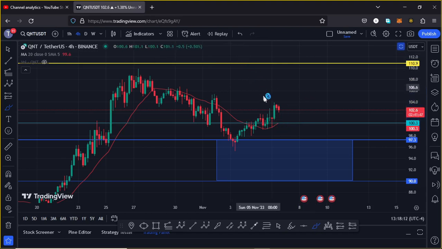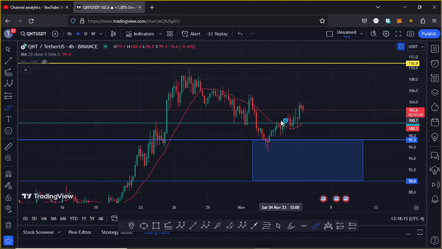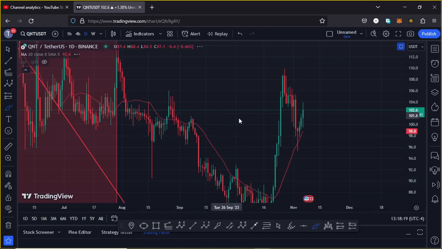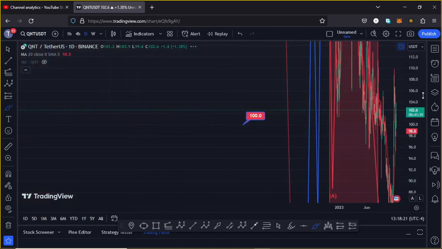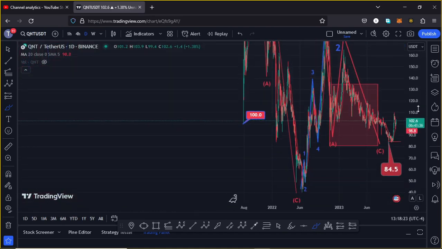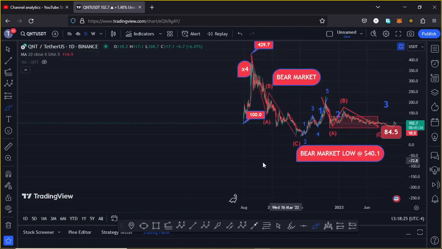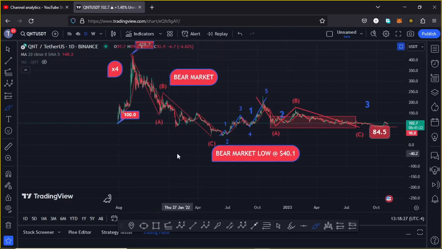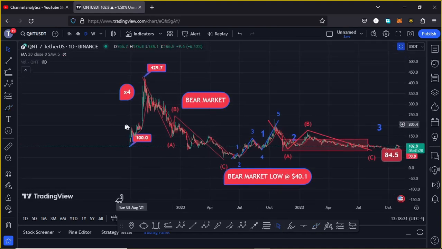Before I get further into the technical analysis to give you what I'm expecting in the short term, allow me to first jump to the daily chart to give you my long-term Elliott wave analysis. Here on the daily chart, you can see that back in 2020, QNT gave us a low at around the $100 mark before we saw that massive push to an all-time high above the $429.7 mark, which was a perfect 4x to the upper side.